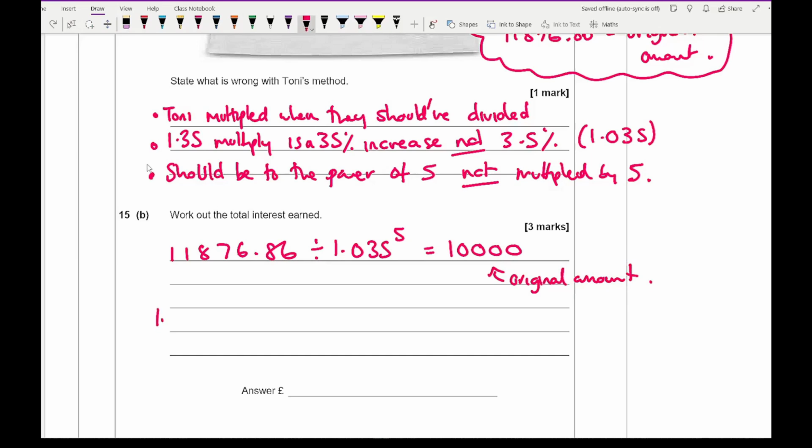So the interest earned is going to be the final amount, which was 11,876.86, minus the original amount, giving us a final answer of £1,876.86.